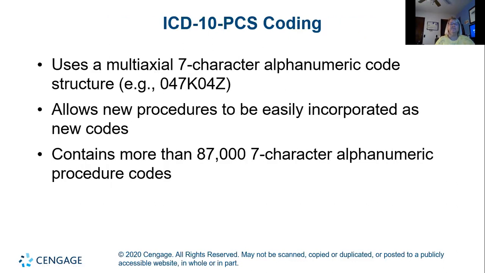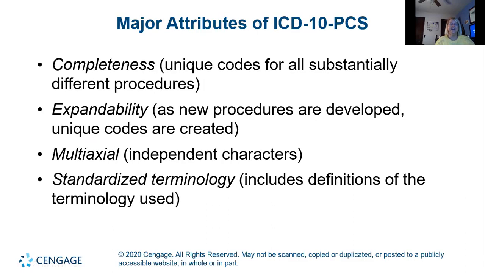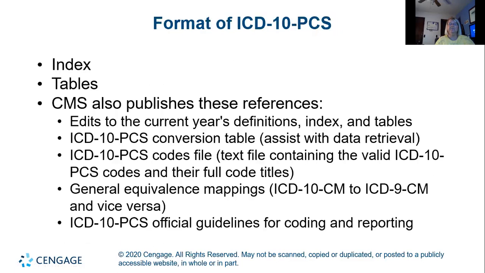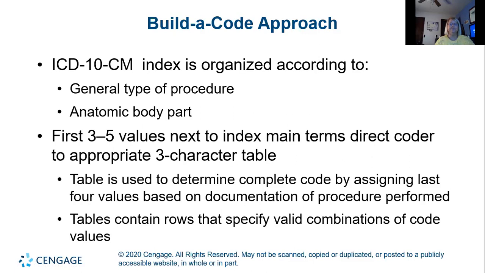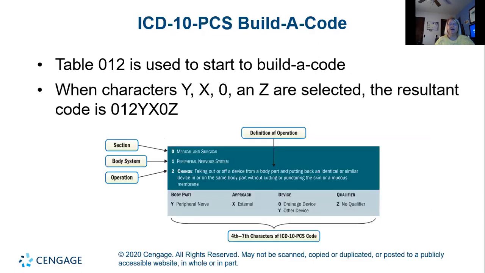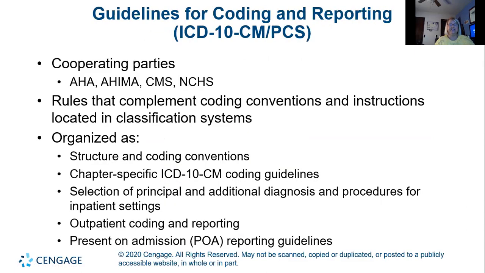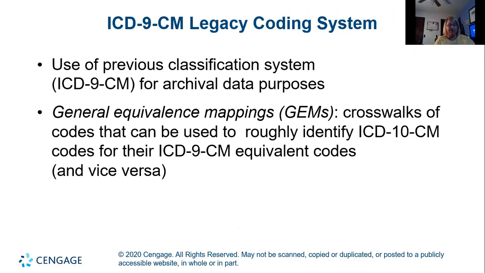Okay. PCS uses a multi-axial 7-character alphanumerical structure, and there's always 7 characters. So what happens is that there's some information here on PCS. Okay, so the deal with ICD-10-CM is that if you don't have enough characters, you're going to have to put an X in there.